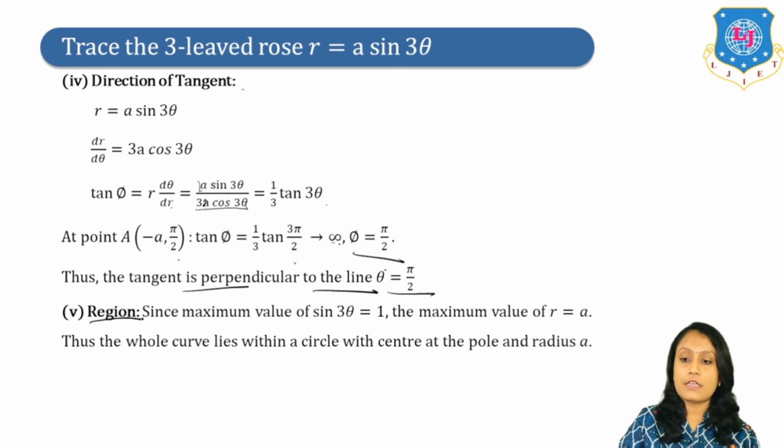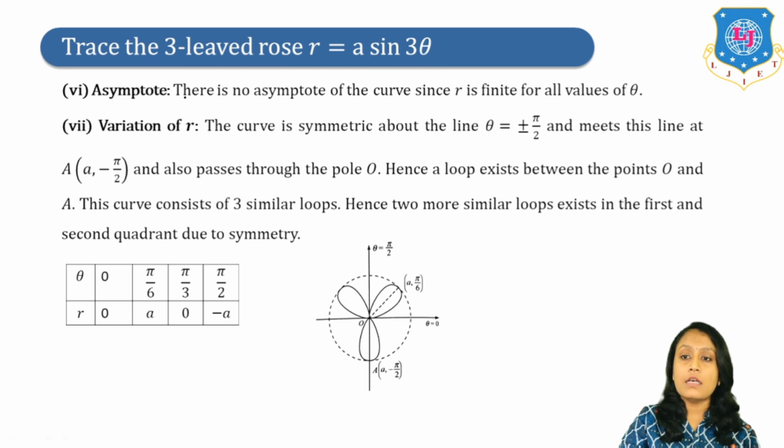Now we will discuss the region. Since the maximum value of sine 3 theta is equal to 1, the maximum value of r is a. So we can say that the whole curve lies within the circle with center at the pole and radius a. Now asymptotes. There are no asymptotes of the curve because r is finite for all values of theta.